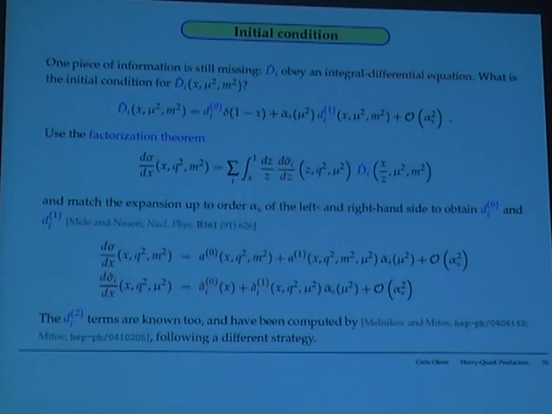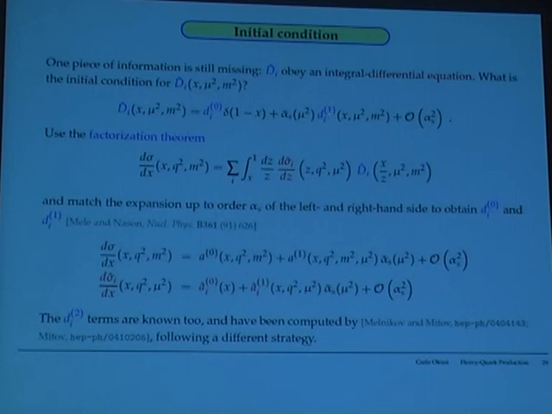So you plug in an arbitrary expansion where you don't know the value of this object. You plug them in and you equate the coefficient of alpha s to the 0, alpha s to the power 1, and you can go on if you're interested in more and more orders. So you can compute d10 and d11, okay?